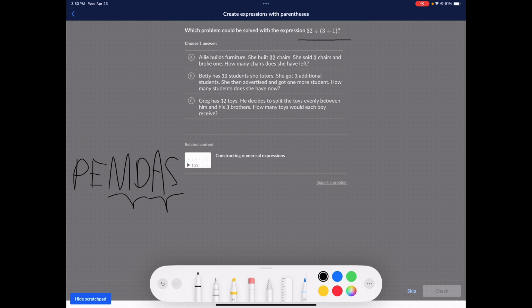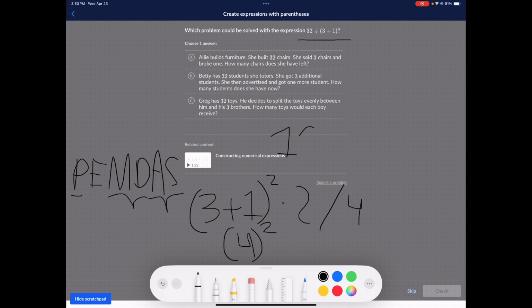When we're doing a problem, let's just say we had maybe 3 plus 1 times 2 divided by 4. So what we do first is PEMDAS. We do the P. So let me actually add that. So we do 4. And this is still in parentheses, because 3 plus 1 is 4. And then squared. So we have 4 squared, which is 16. And now we have times 2 over 4.